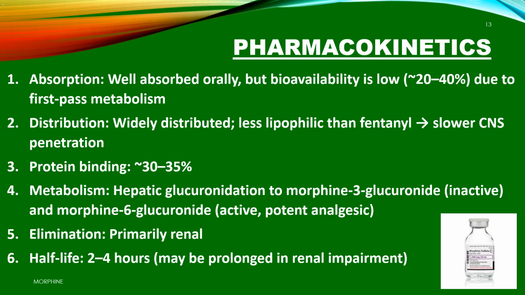4. Metabolism. Morphine undergoes hepatic glucuronidation, resulting in two main metabolites. Morphine 3-glucuronide, inactive. Morphine 6-glucuronide, active and potent analgesic. 5. Elimination. Morphine is primarily eliminated through the kidneys, with its metabolites secreted in the urine. 6. Half-life. The half-life of morphine is 2 to 4 hours, but it may be prolonged in patients with renal impairment, affecting dosing and accumulation.